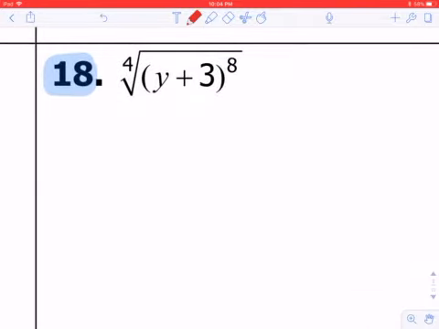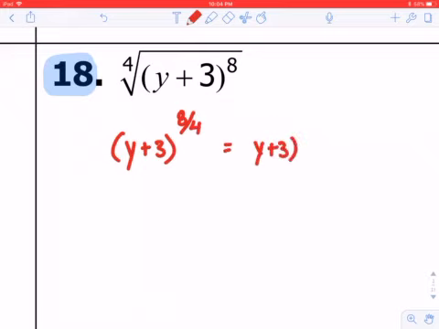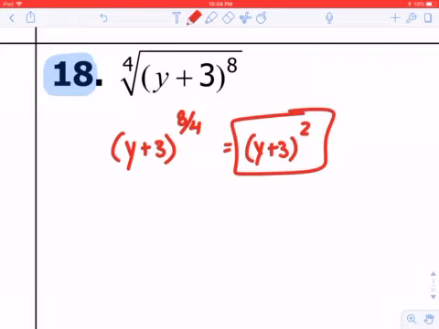And I got one more left here, number 18. This is actually the easiest. Notice it's just basically one big binomial, but it's raised to a power, and that is the key. If you have it raised to a power, just literally think of it like this. It is 8 over 4. It's power over root, so that's going to be y plus 3 squared. Done. I told you 18 was the easiest. I just don't want that to freak you out if you see a binomial sitting there.